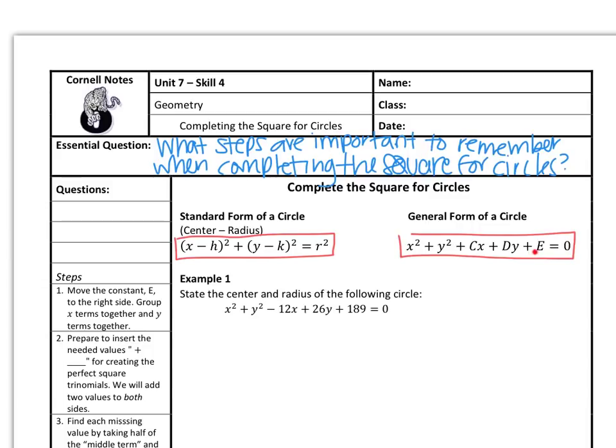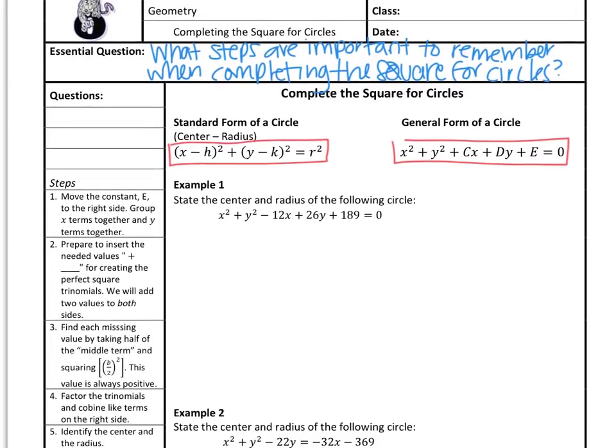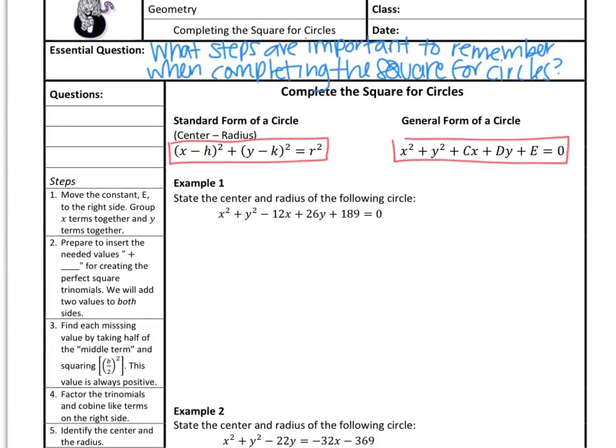So we need to change from general form into standard form, and we're going to do that by a process called completing the square. We're not going to be writing equations of squares. We're just going to be using this process where we complete the square of a trinomial. Trinomial just means three-termed polynomial. It says state the center and radius of the following circle. So in the end, I need to have the center and the radius. I'm going to write that out, box it in, and remember that I need to write those afterwards.